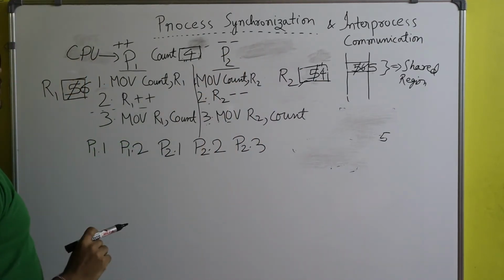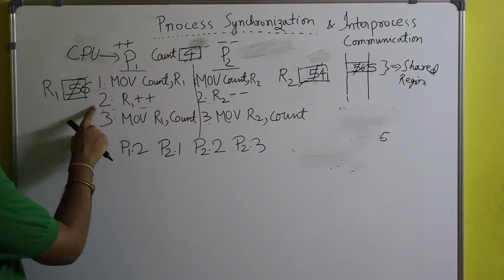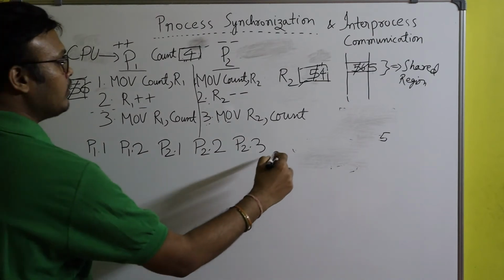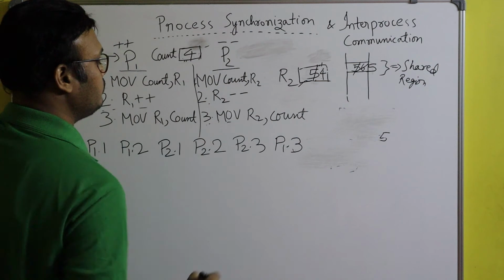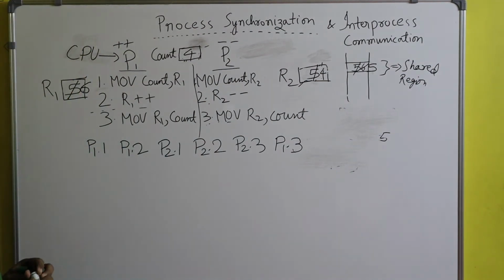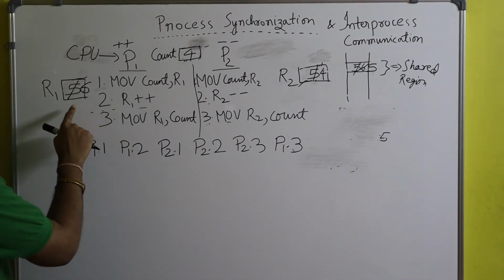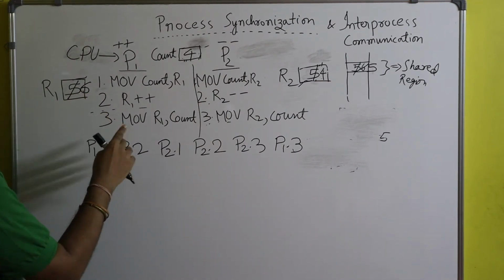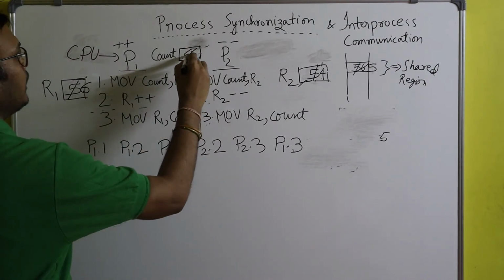So now process P1, since it has already completed its instructions 1 and 2, will start from instruction number 3. So here P1 will perform execution of instruction number 3: move R1 comma count. So what's the value of R1? It is 6. So process P1 will move this value of 6 to count. So now count contains 6.